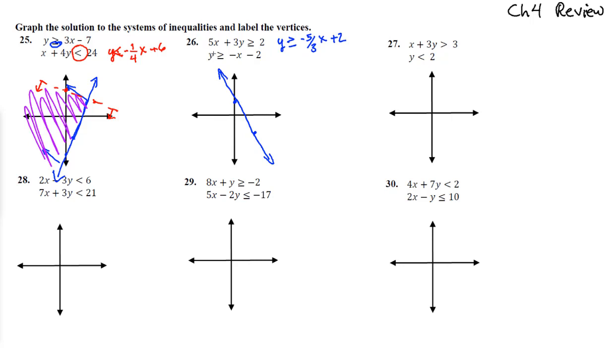Excellent. And then the next one is y is greater than or equal to negative x minus 2. So this is already in y equals mx plus b format. So we're at negative 2, and we are going down 1 over 1. So about like that. Oh, wait, we didn't go which side of the line we should be on. So this one is greater than. So we're up here on that right there.